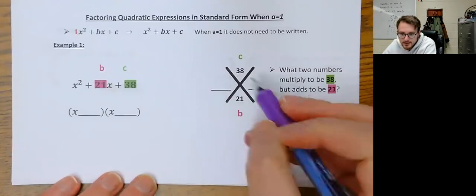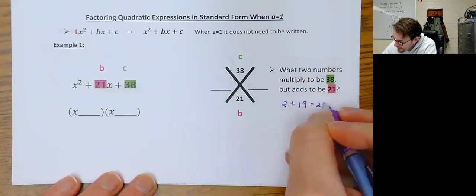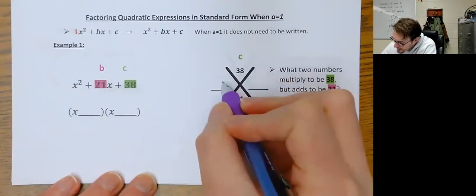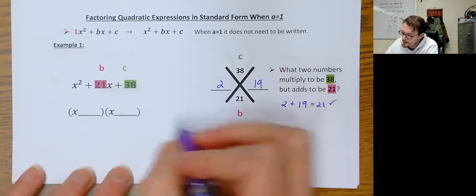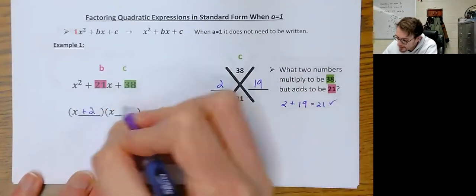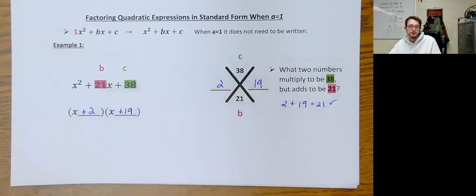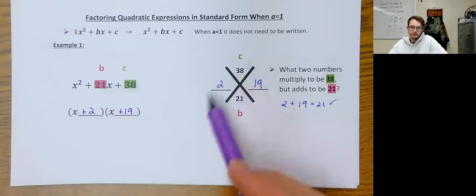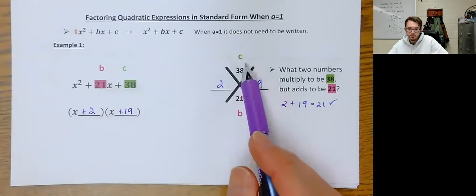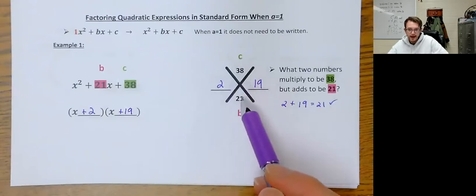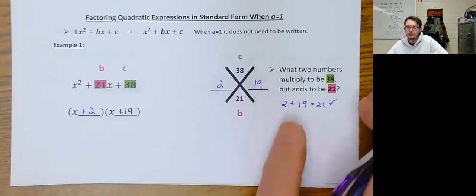So 2 times 19 is 38. Is 2 plus 19 21? It works. So I got 2 and 19, and those become my two factors. So I get x plus 2 and x plus 19. All right, easy peasy. So you set up the little x, you put c on top, you put b on the bottom, and you want to find what numbers multiply to 38 that add to 21. What numbers multiply to the c value that add to the b value.